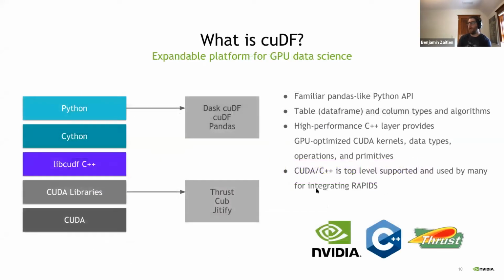So cuDF is the underpinning of more or less all of the Rapids ecosystem for doing tabular data. It has a familiar pandas-like API. It's extremely performant, and it uses a lot of standard tooling within the C++ and GPU ecosystem. So a lot of the libraries within Rapids follow this model with Python on top, Cython to connect us to an underlying C++ library where all the CUDA bits are. And then within CUDA, things like Thrust, Cub, and Jitify. If you're unfamiliar with those things, that's okay. The main takeaway from this is that cuDF looks like pandas and it's extremely fast.